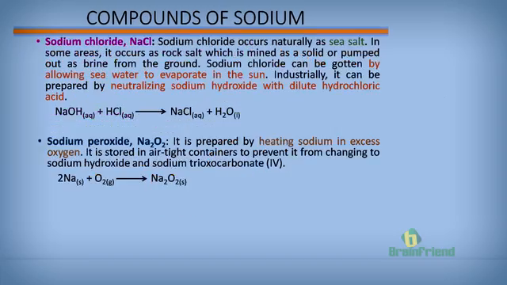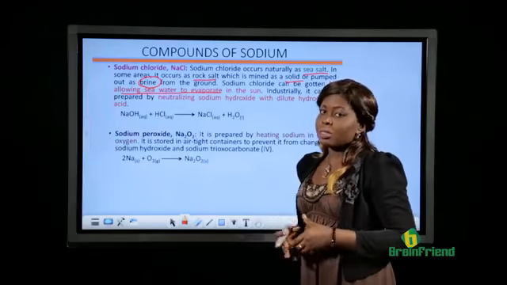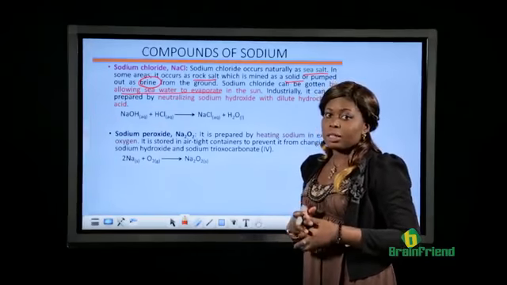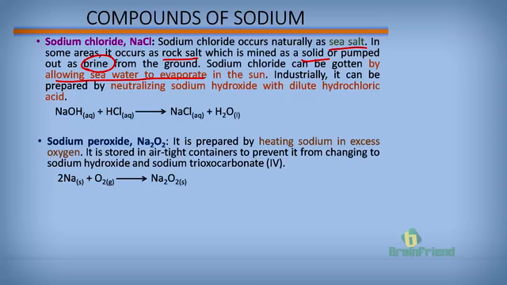Sodium chloride. Sodium chloride occurs naturally as sea salt, because we know that sodium chloride is our normal table salt. In some areas, it occurs as rock salt, which is mined as a solid or pumped out as brine from the ground. Sodium chloride can be gotten by allowing seawater to evaporate in the sun. Seawater contains a high concentration of sodium chloride, and for you to get sodium chloride from that seawater, all you need to do is to allow it to evaporate in hot sun. And there you have your sodium chloride.